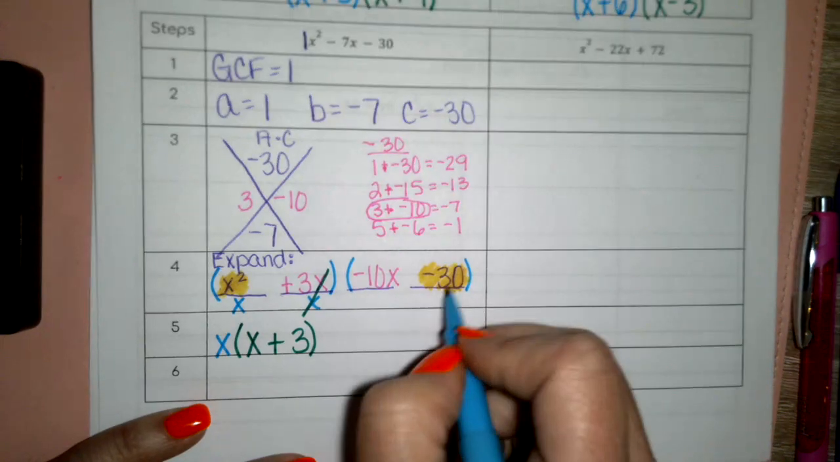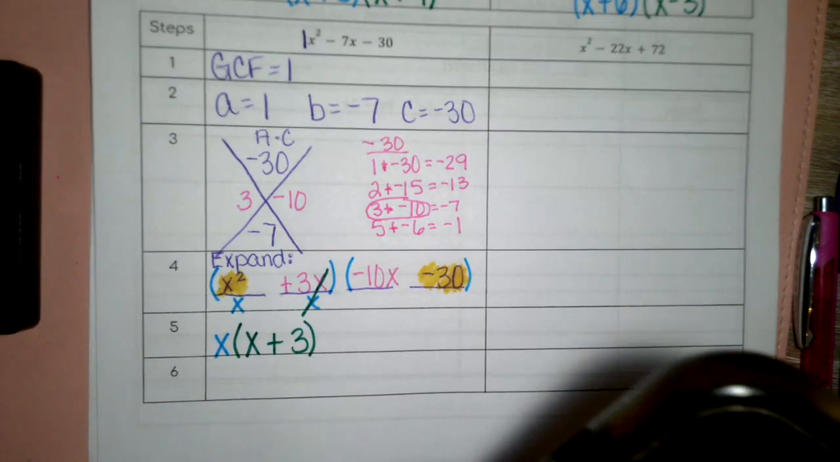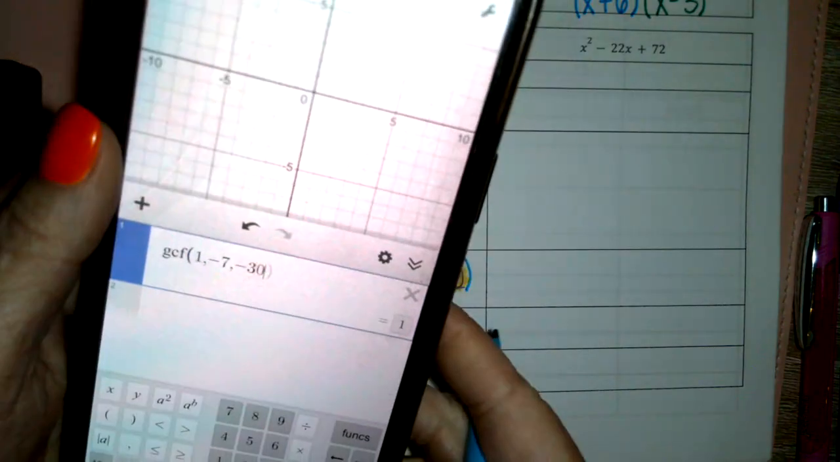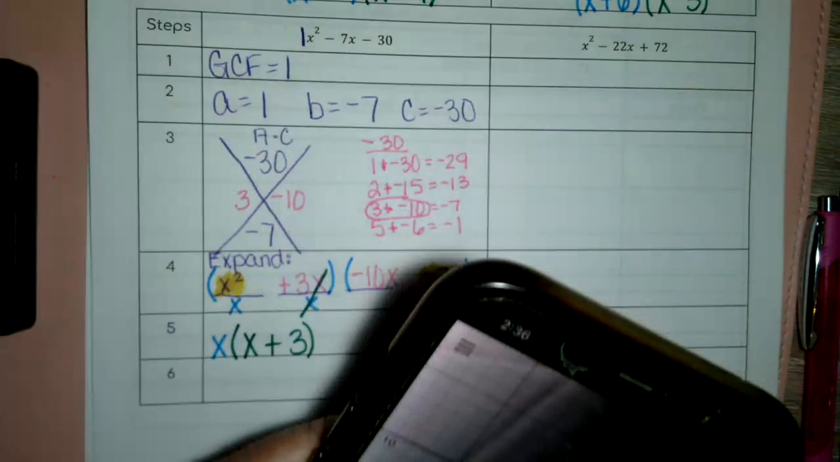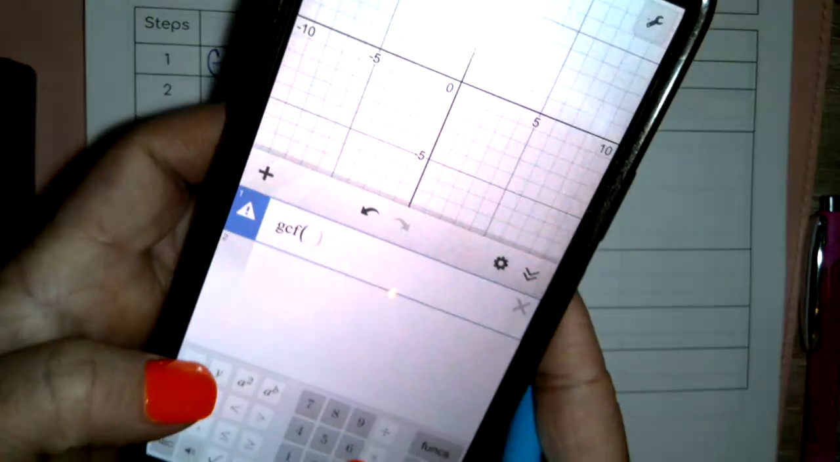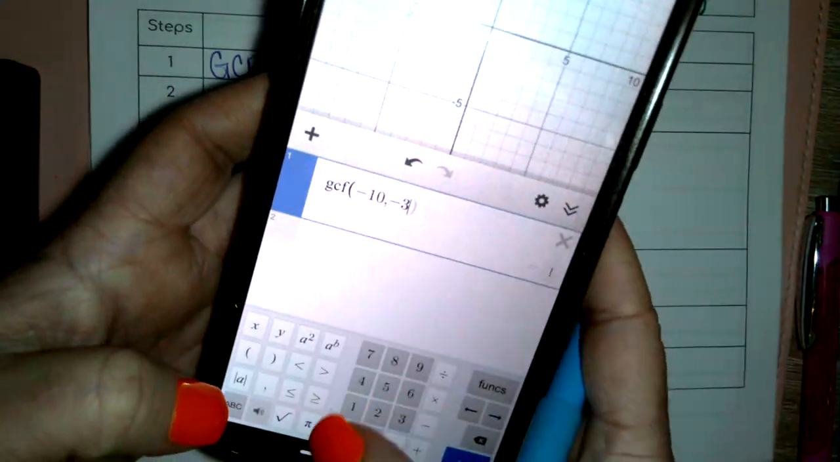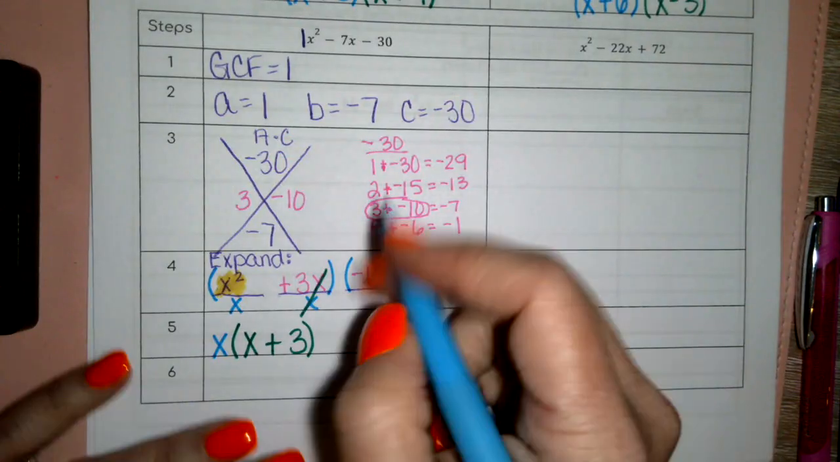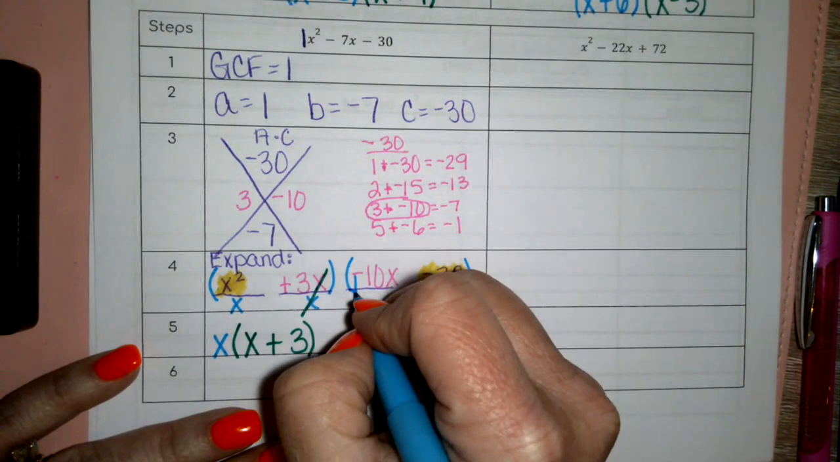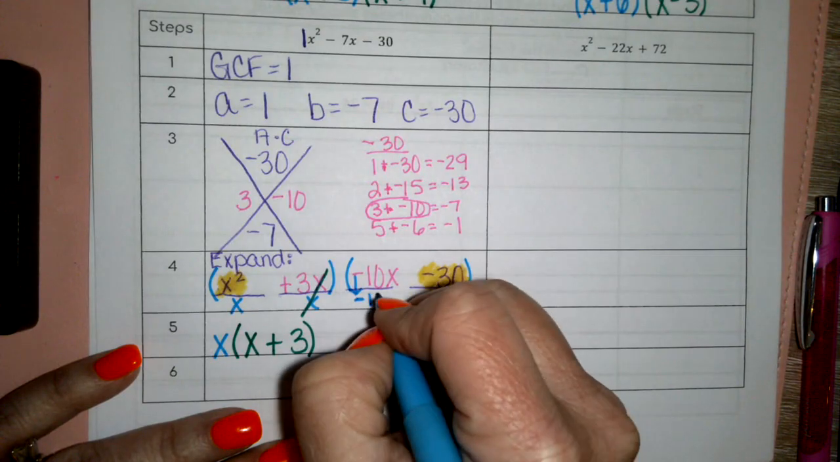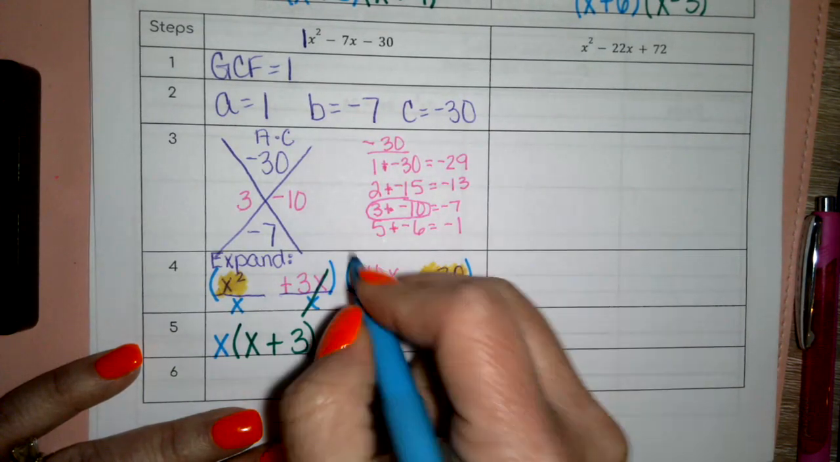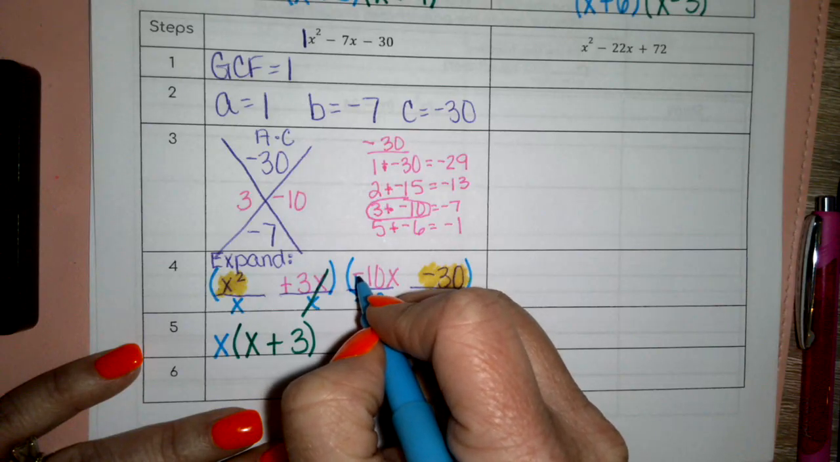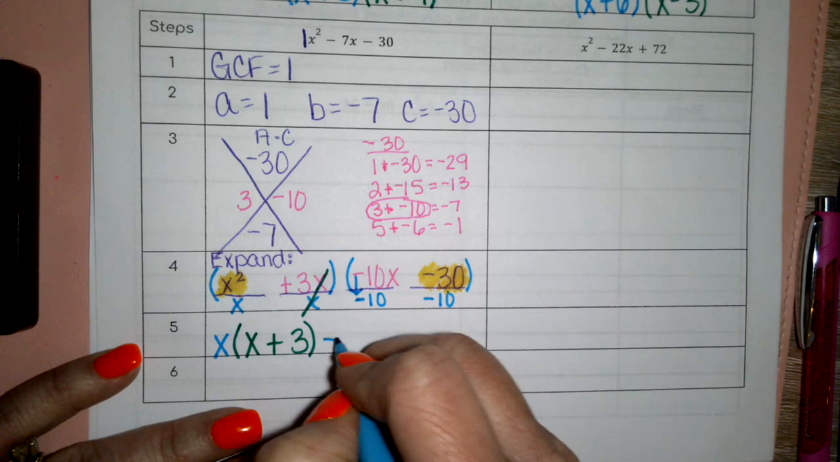For this one, if you type in your GCF of -10, comma, -30, notice it tells me my GCF is 10. So be very careful though, because you need it to be a -10. Even though the calculator said a positive 10, you have to have a negative because that first sign was negative there. Okay, so -10.